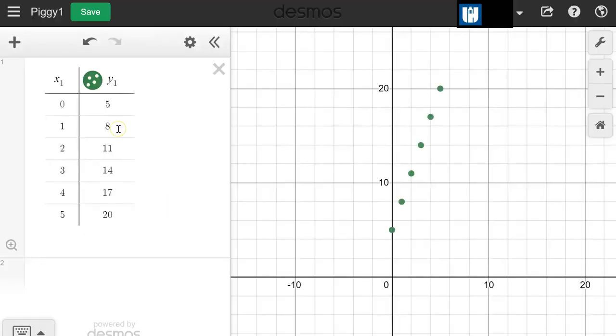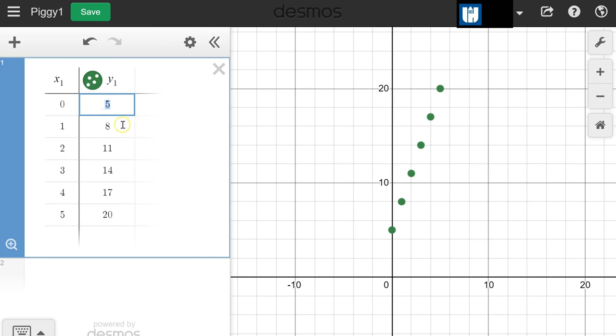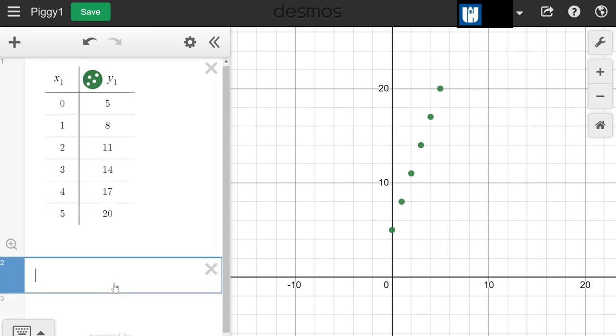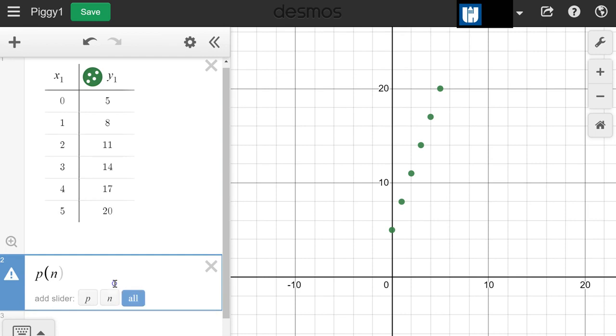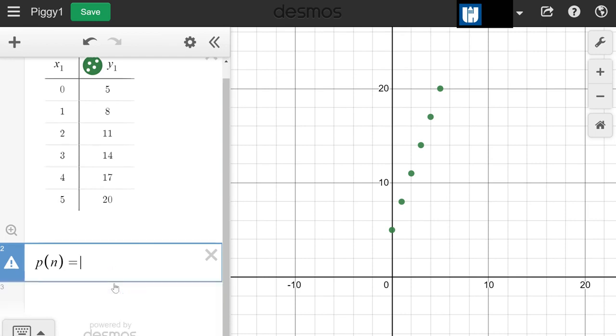So I've already taken the liberty of getting it set up for us in Desmos. You can see it's starting at 5 pennies and then adding 3 each day, going up to 20 by day 5. And again, to add a table in Desmos, you just click on the add item and put a table. And so now we want to write an explicit rule. So again, I'm going to use p of n, and using what we learned in the last unit, we're starting from 5 pennies, we're adding 3 each day, so that's going to be 5 plus 3n. And we get this line right here, this graph.